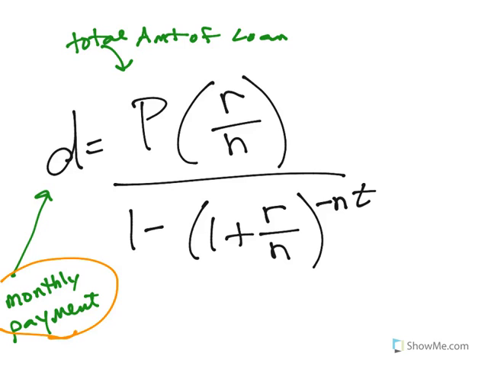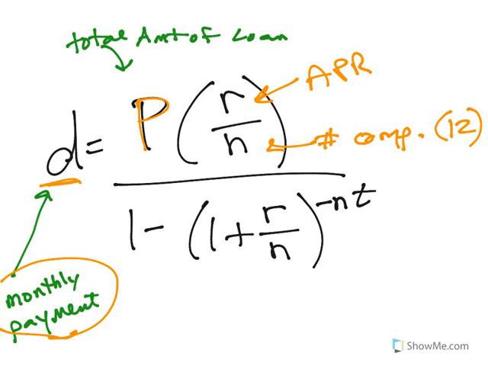But if we're going to find the monthly payment, D is the monthly payment, P is the total amount of the loan. We know that R is going to be our annual percentage rate. N is the number of times compounded. Generally, when we're talking about loans, you pay those monthly, and therefore N will be 12. And T is always in years. So that is kind of just a breakdown.